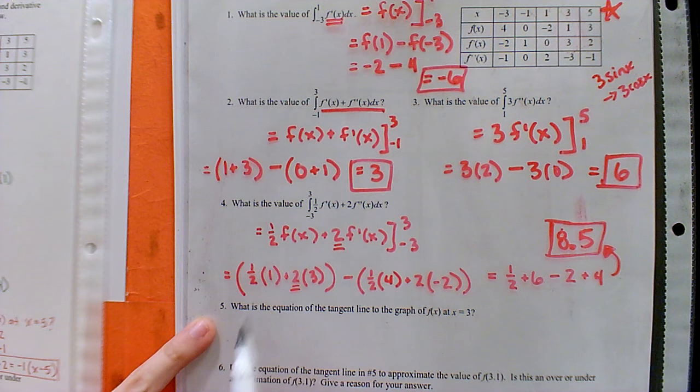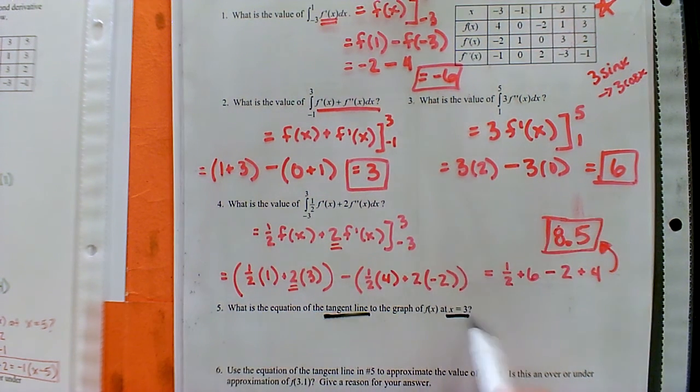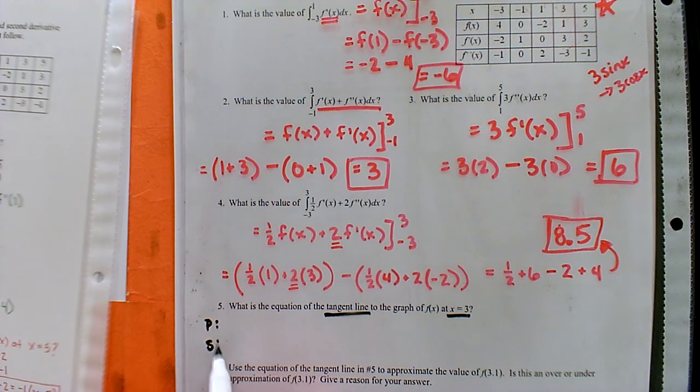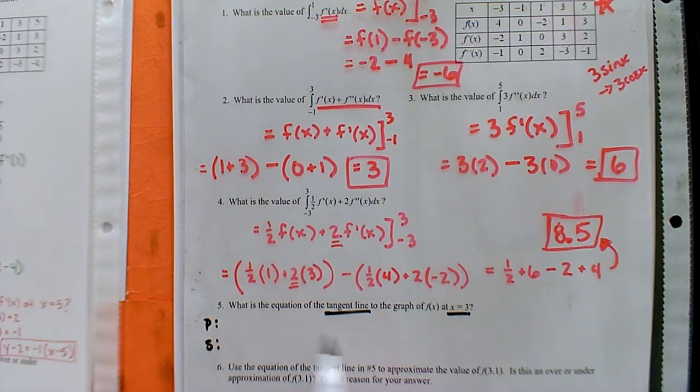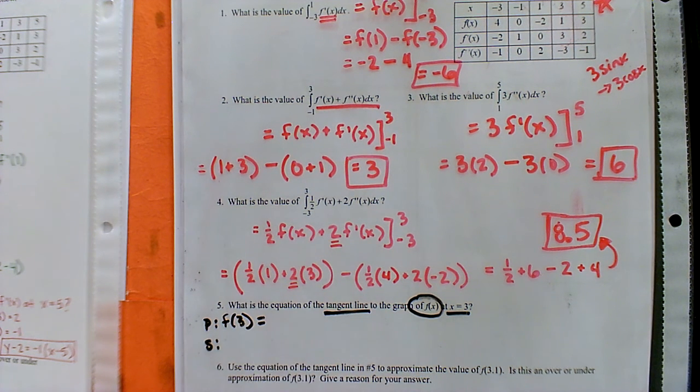All right, let's try 5. What's the equation of a tangent line at x equals 3? What do we need to know? Point, slope. They want the equation of the tangent line to the graph of f. That's pretty important; we have to know which function we're dealing with. So the point value should come from f, and the slope value is going to come from where? F prime.